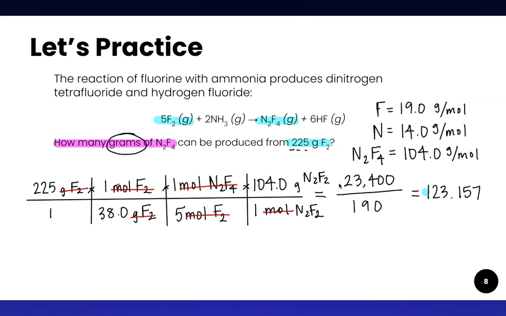So we have 1, 2, 3. What does 1 do to 3? Nothing. So our final answer is 123 grams of dinitrogen tetrafluoride.